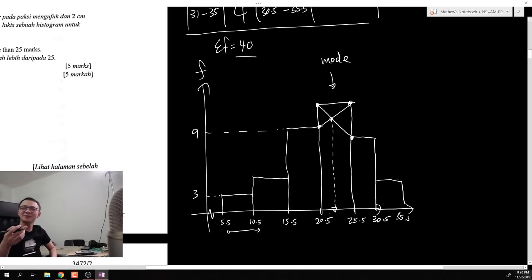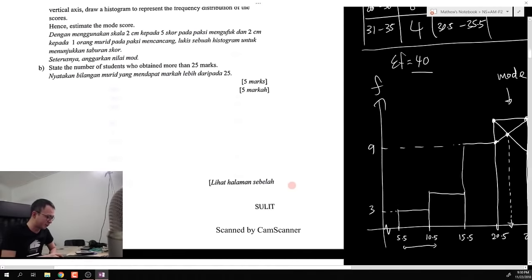In MF, I guess you only have to draw a histogram. There's no way to draw an ogive. Alright, so frequency polygon uses the midpoint, and the upper boundary is for the ogive. Alright, so this is how you will find the mode value.